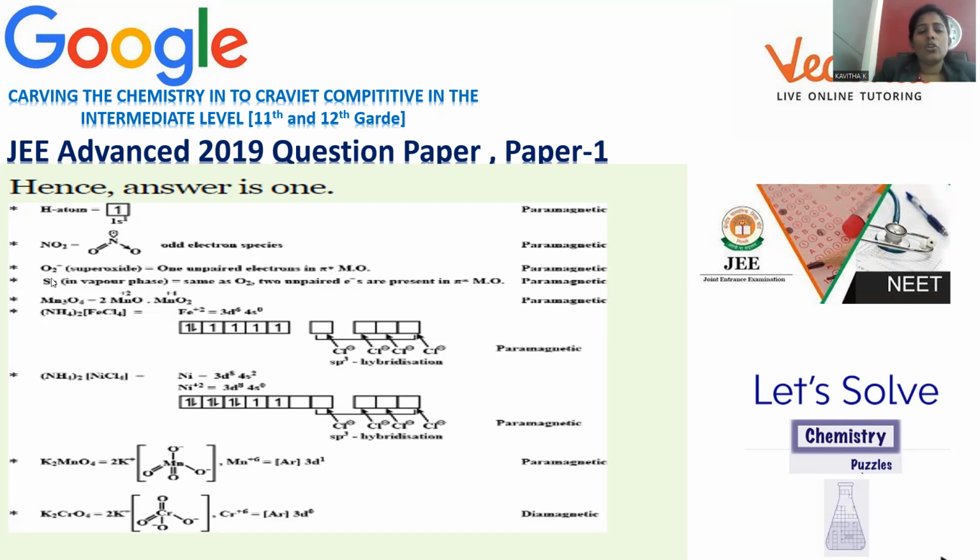O2 minus. O2 minus is called superoxide. Superoxide has 1 odd electron in the pi star molecular orbital. If you write the molecular orbital diagram for oxygen, the neutral oxygen molecule has 2 odd electrons, but O2 minus is the negative ion, superoxide. 1 more electron is added, so among the 2 odd electrons, 1 got paired up and 1 electron is left, which is called paramagnetic. O2 minus is paramagnetic because of only 1 odd electron.